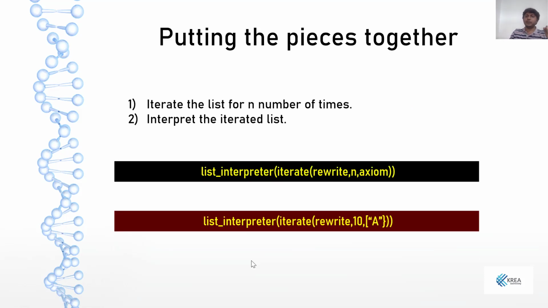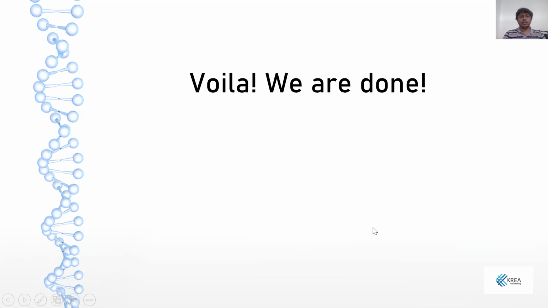So now how we actually put these two pieces together is that, one, you iterate the list for n number of times, and then you interpret the iterated list to obtain the iterated picture. So for instance, you have this list_interpreter, rewrite, an axiom. This is the most general way, and a very specific case could be that I use my rewrite rule as rewrite, I use 10 as the number, and I can write my a as the axiom, the word, and voila, we're done, because this is all that you really need to actually generate your iterated L systems.